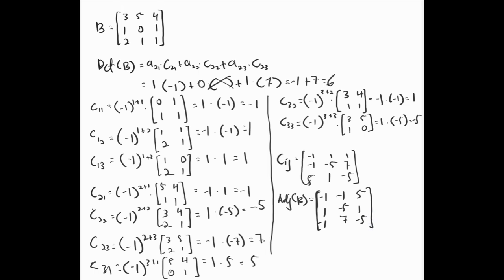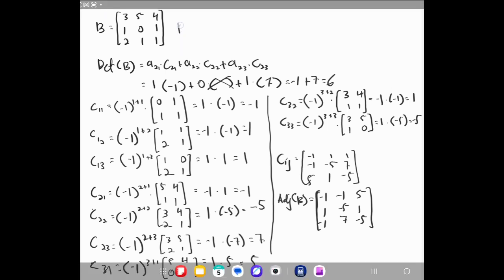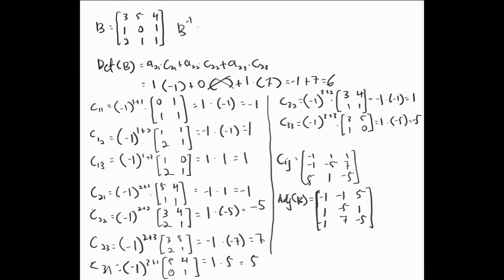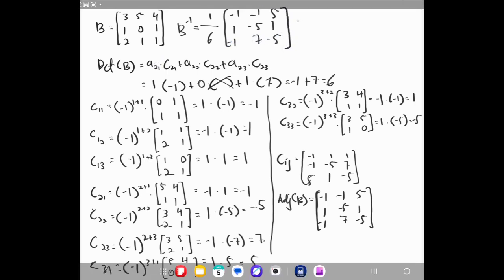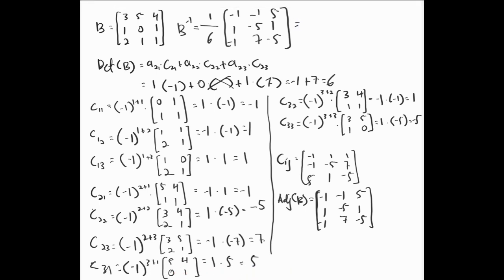Now that we have everything, we can calculate the inverse of B. So 1 over the determinant, which is 6, times the adjoint, so -1, -1, 5. Okay, so let's multiply it in. So this is the inverse of B.